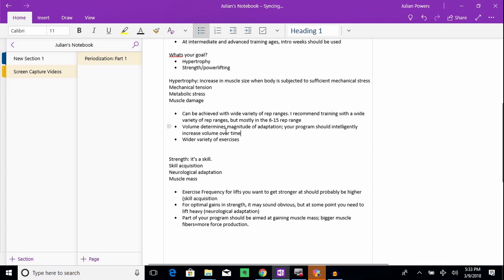And then also, another good key for hypertrophy periodization, and I guess this will be more of a programming thing, is to have a wider variety of exercises. A good program over the course of months is going to have a wide variety of exercises in it. And that would be for hypertrophy.